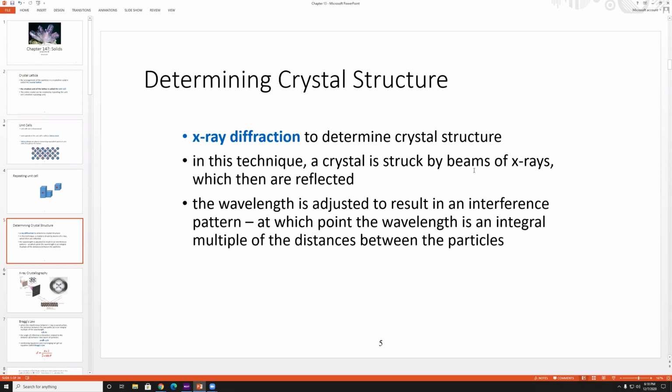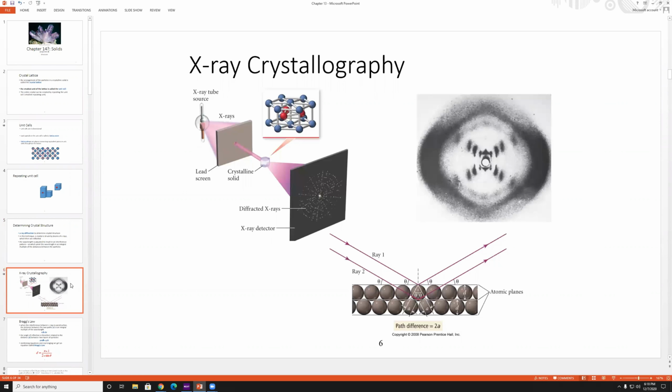So the technique: the crystal is struck by a beam of X-rays and they're reflected. The wavelength is adjusted to result in an interference pattern, meaning the amplitudes will coincide with each other, at which point the wavelength is an integral multiple of the distances between the particles. Don't go too crazy with it. There is an equation which we'll get to, and it will be given to you. But basically, here's how it occurs.